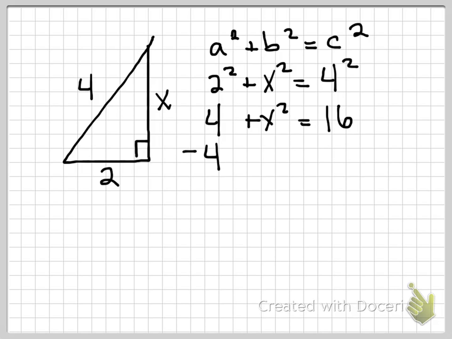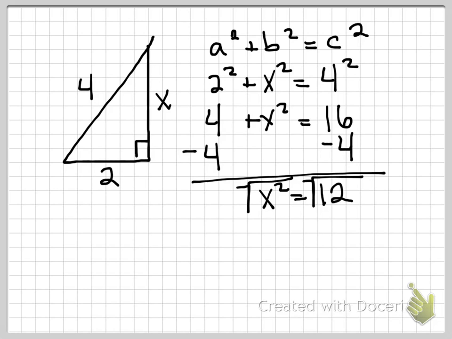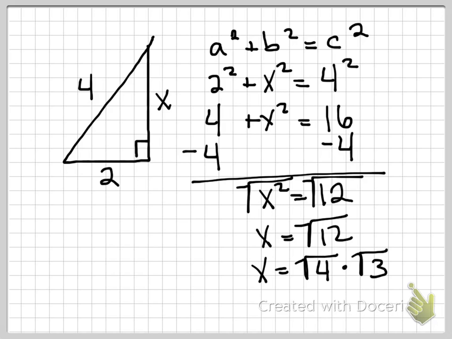You're going to subtract 4, and you end up with x squared equals 12. And then you're going to take the square root of both sides. So this is x equals the square root of 12. And then the square root of 12 can be written as the square root of 4 times the square root of 3, which equals 2 times the square root of 3.